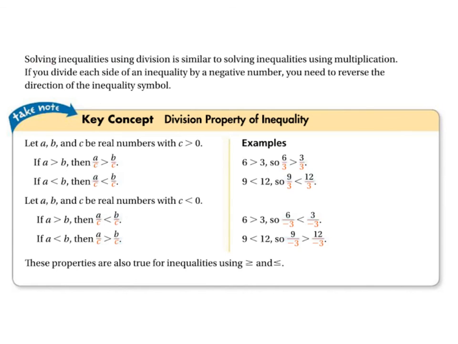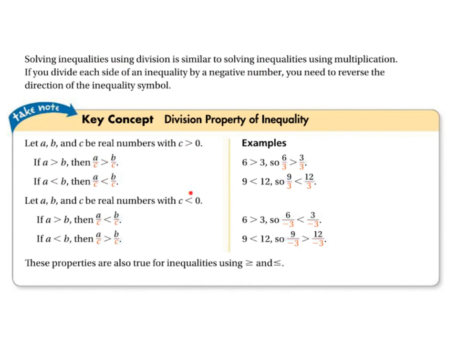Okay, so this essentially says that division is similar to multiplication for inequalities. And meaning if you divide each side by a negative, you need to reverse the direction of the symbol. Okay, and here's just the math that says if C, the number you're dividing by, is positive, then it's going to be pointed in the same direction as it was here, it will be here. Okay, and if it was pointed this way, it will still be pointed that way because C is a positive number. But what if it's negative?